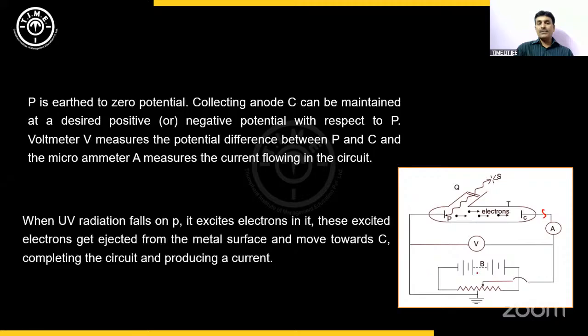When UV radiation falls on plate P from this source S, the radiation excites the electrons in the metal plate, and if the electrons gain sufficient energy, more than or equal to the energy with which they are bound to the metal surface, then there is every possibility for the electron to get ejected from the metal plate. Now these electrons will move towards the collecting anode, constituting current. That current is measured by this microammeter. Understood? That is the photoelectric effect experiment.